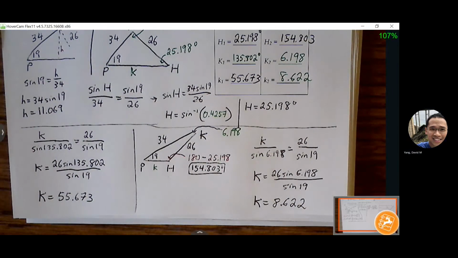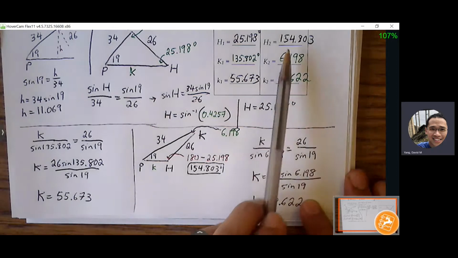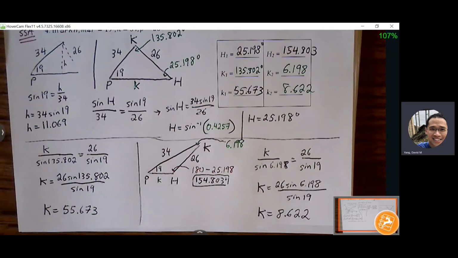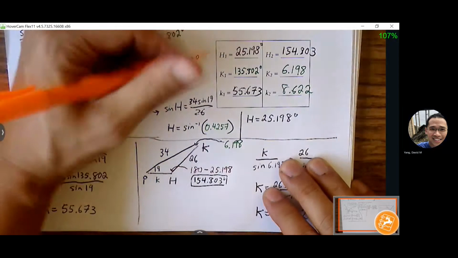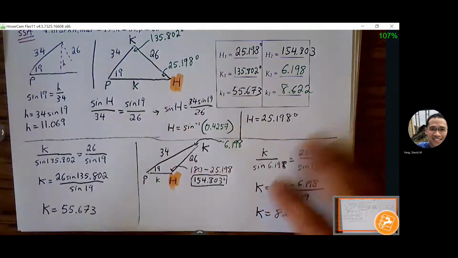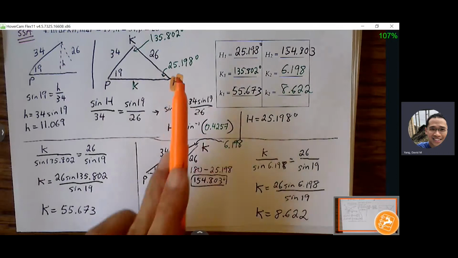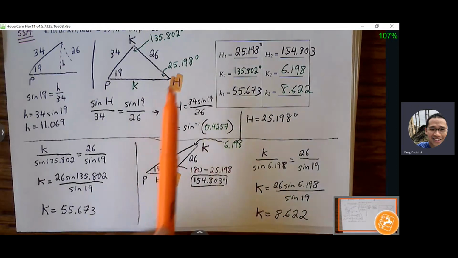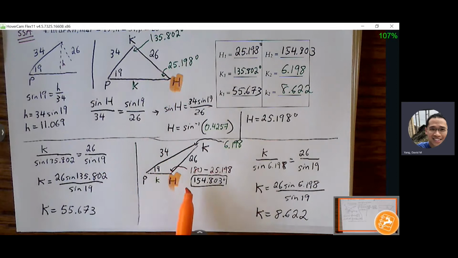Okay, questions here? Wait, so how do you get the 154? Oh, this 154.803. It's because that angle H between the two triangles, these two angles have a special relationship. They're going to be supplementary angles. So this acute angle is going to help connect us to this obtuse angle by just subtracting from 180.